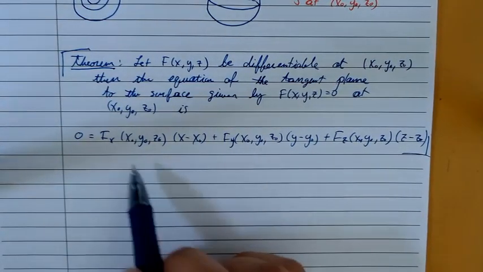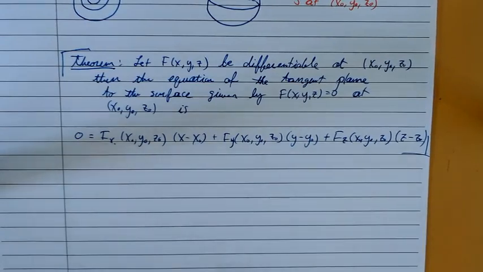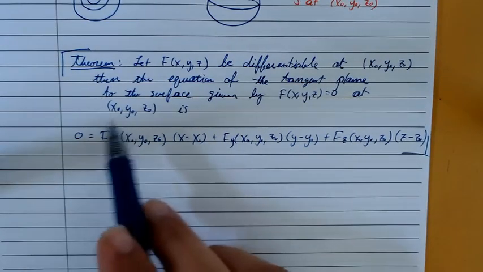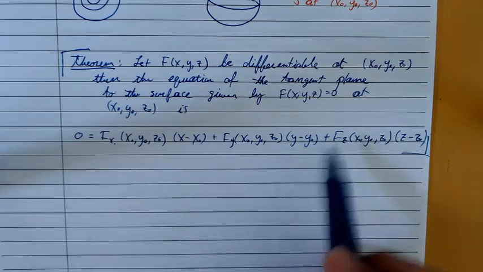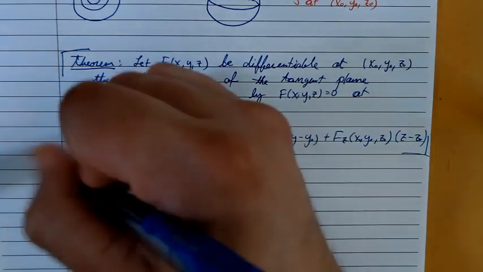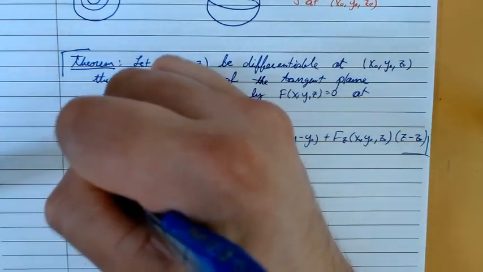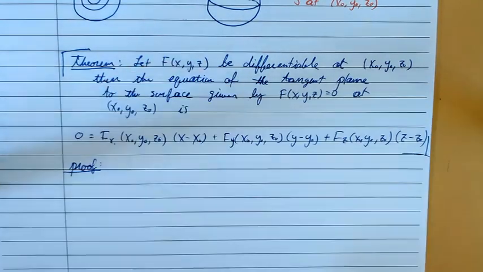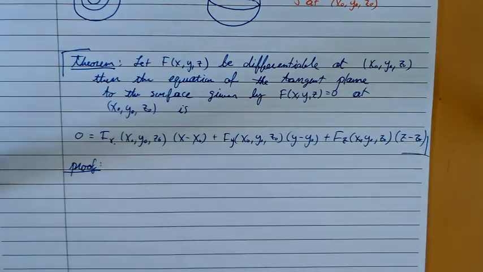Which is nice, because that means all we have to do is be able to compute our gradient, and there it is. That'll give us the coefficients that we need to find the tangent plane. The proof of this really does just take us back to what we use to define a plane.